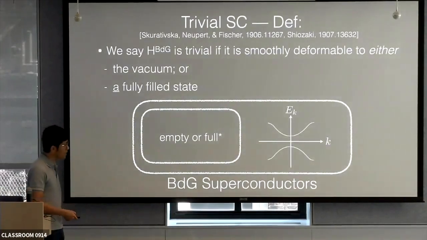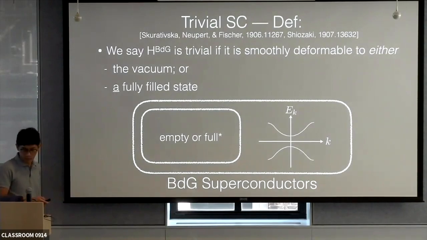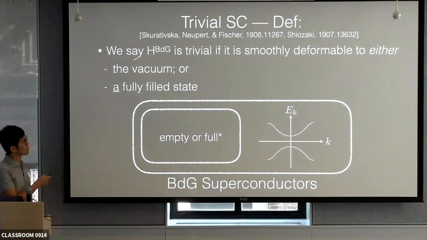And with all these observations, we can now motivate the definition of what is a trivial superconductor. Let me just emphasize again that these were pointed out in these earlier papers, and we are pretty much inspired by that. So we'll say that the BDG Hamiltonian is trivial if it is smoothly deformable to either the vacuum or a fully filled state. The previous definition is usually what is done in K-theory.